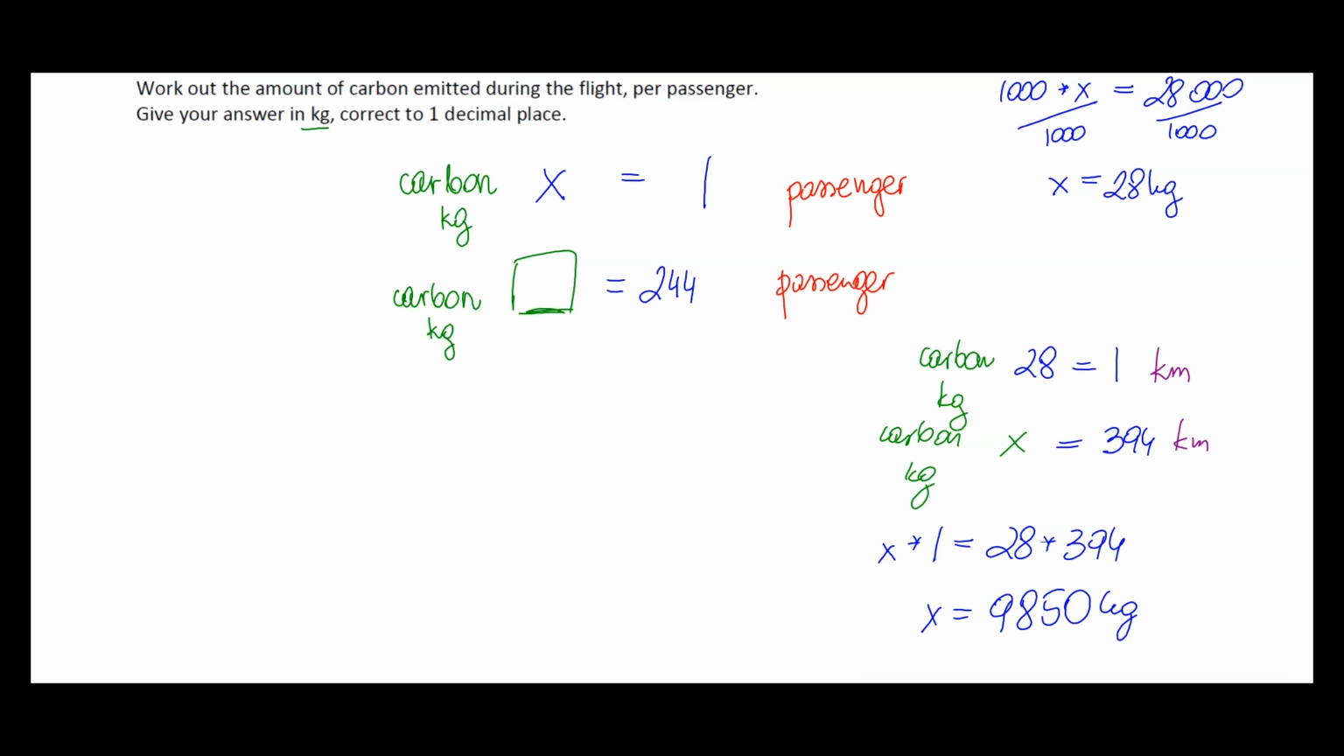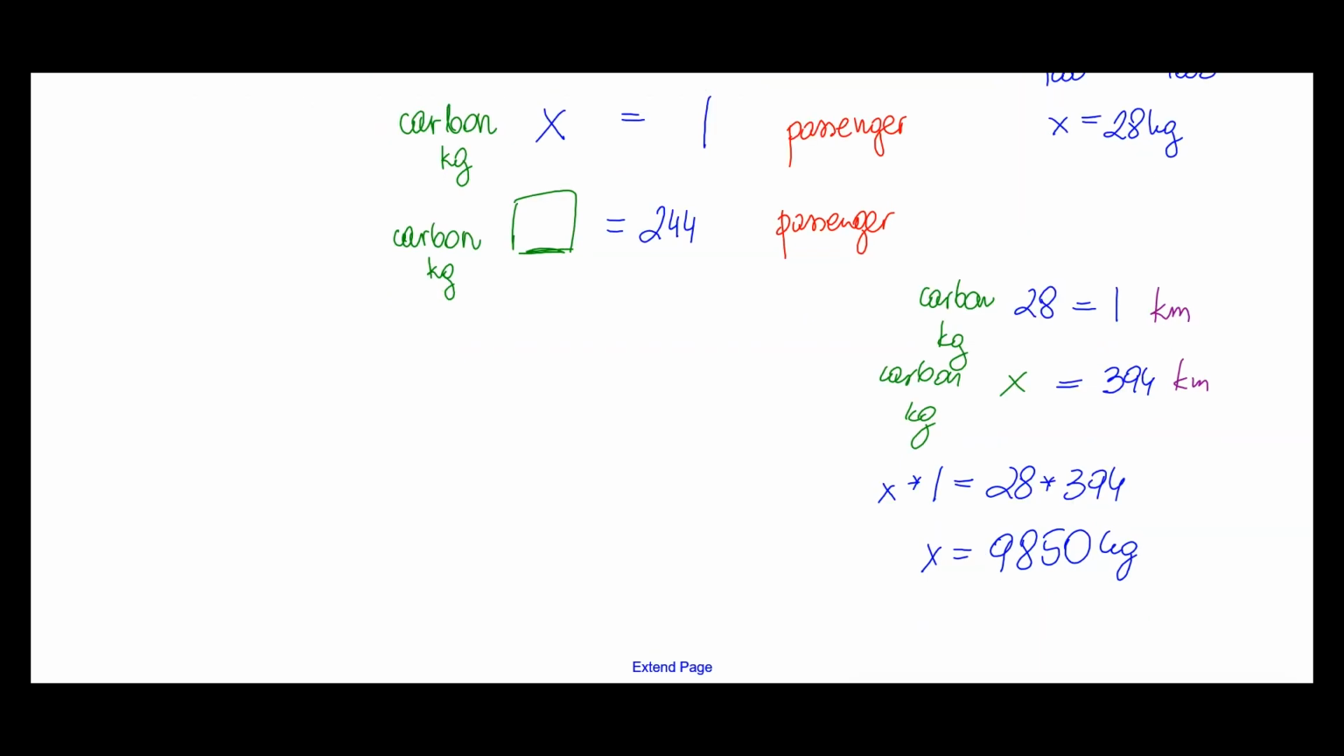Now, again, I need the carbon for 200 and something passengers. Actually, my apologies, I made a mistake. I put wrong values in my calculator. It's not 9,000. I did it again. It's 11,032 kilograms. So that's how many kilograms of carbon that flight will emit. So let's put that in as our missing value.